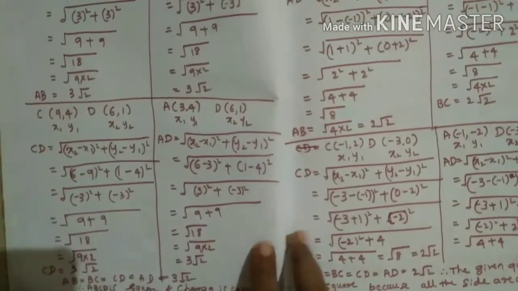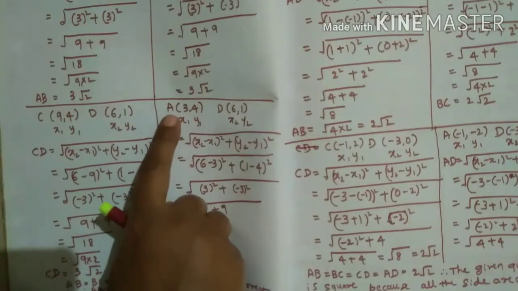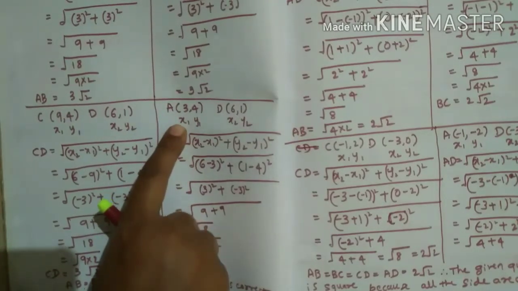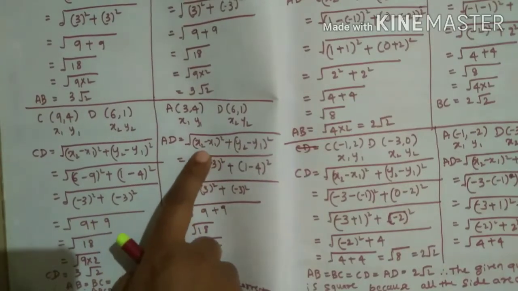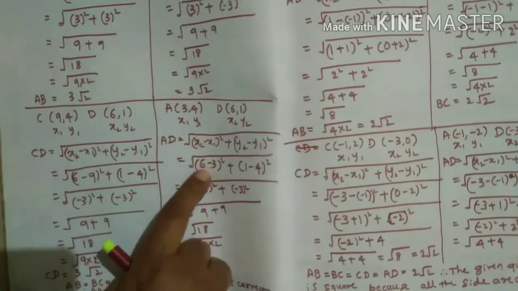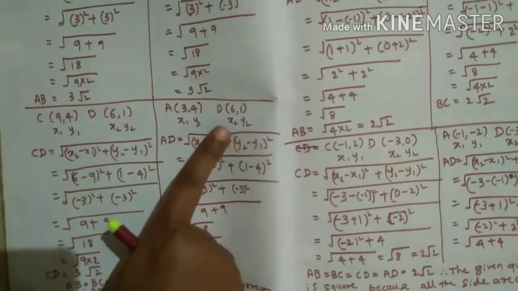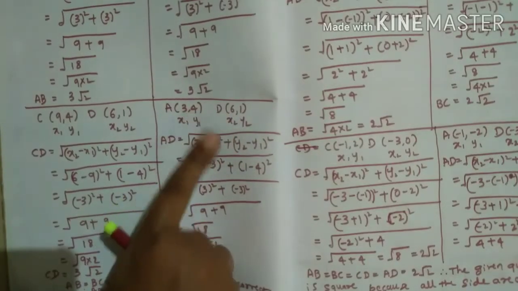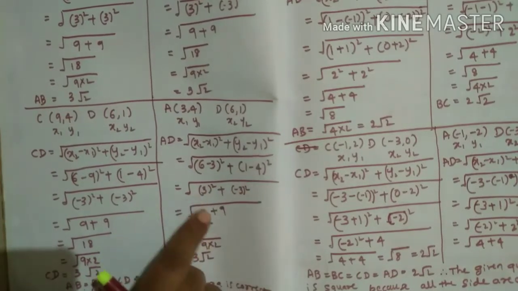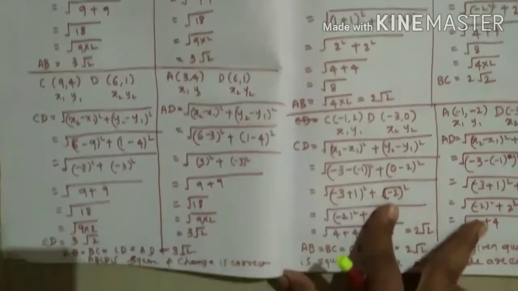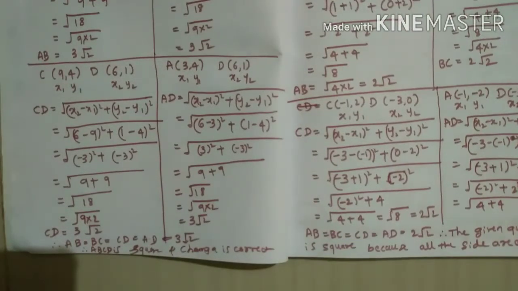And AD we will see now. A you have to take as x1, y1, D as x2, y2, and write the distance formula. Here x2 is 6, x1 is 3, 6 minus 3 square, plus y2 is 1, y1 is 4, 1 minus 4 whole square. Then 3 square plus minus 3 square, 9 plus 9 is 18. Same answer you get here also. So just observe, all the sides are equal: AB is equal to BC is equal to CD is equal to AD.